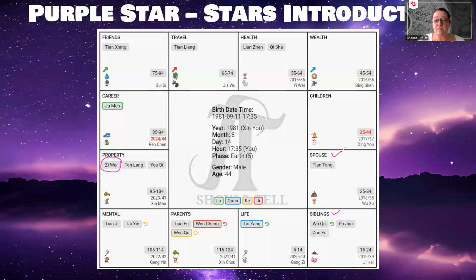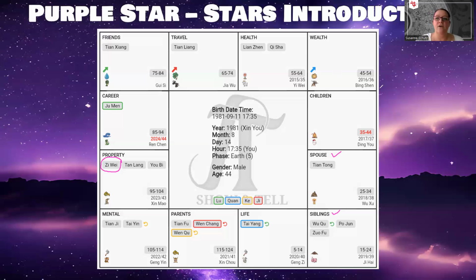Now, if it appears in the spouse palace, then it would be a better choice to marry a little bit later in life. What does that mean, later? I would say 40 onwards. From 40 onwards, you probably have better spouse luck, better luck with marriage. Marriage may be smoother for you if you marry a little bit later in life.